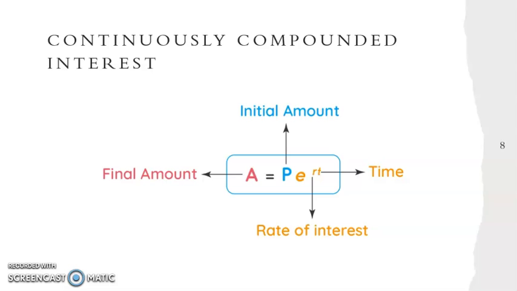So the general formula for that is that the final amount equals the principal, which is the initial amount, times e, which is our special number for the lesson, times the rate of interest. Now that rate has to be changed to a decimal number. It's usually given as a percentage. And then it's times the time that it is staying in this situation. Usually time is given in years. So let's take a look at an example question where we have to apply this formula.